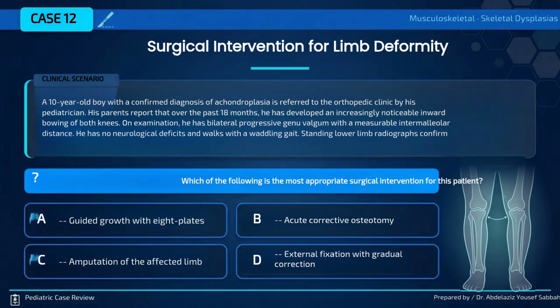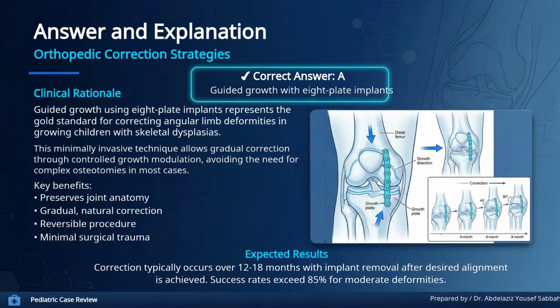Which of the following is the most appropriate surgical intervention for this patient? Option A, guided growth with 8 plates. Option B, acute corrective osteotomy. Option C, amputation of the affected limb. Option D, external fixation with gradual correction. The correct answer is option A, guided growth with 8-plate implants.